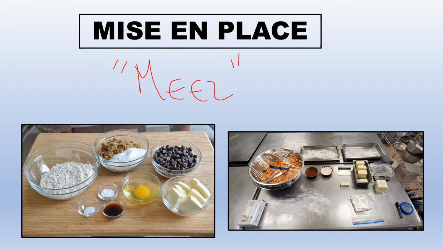On the left here you can see this is mise en place for cookie dough. It doesn't have to be in these pretty bowls like we said yesterday. You just need everything together. And then on the right is mise en place for buffalo chicken egg rolls. I'll point out a few examples here.